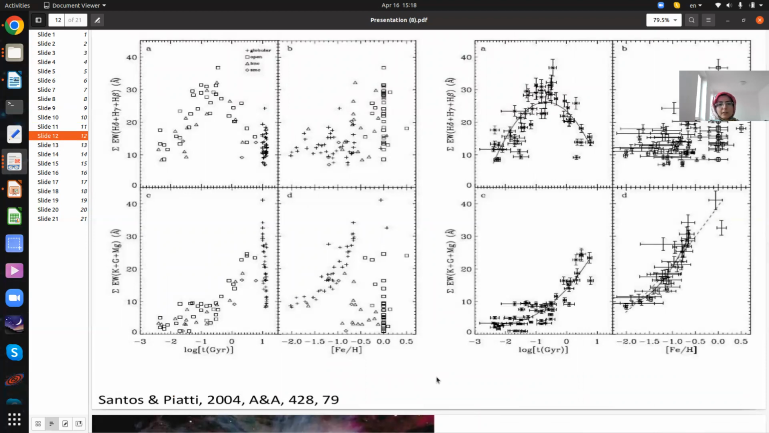Here we have the equivalent widths for hydrogen, and we can say that there is no correlation between hydrogen lines and metallicity, as you see. But there is a correlation between hydrogen lines and age, as you see here.